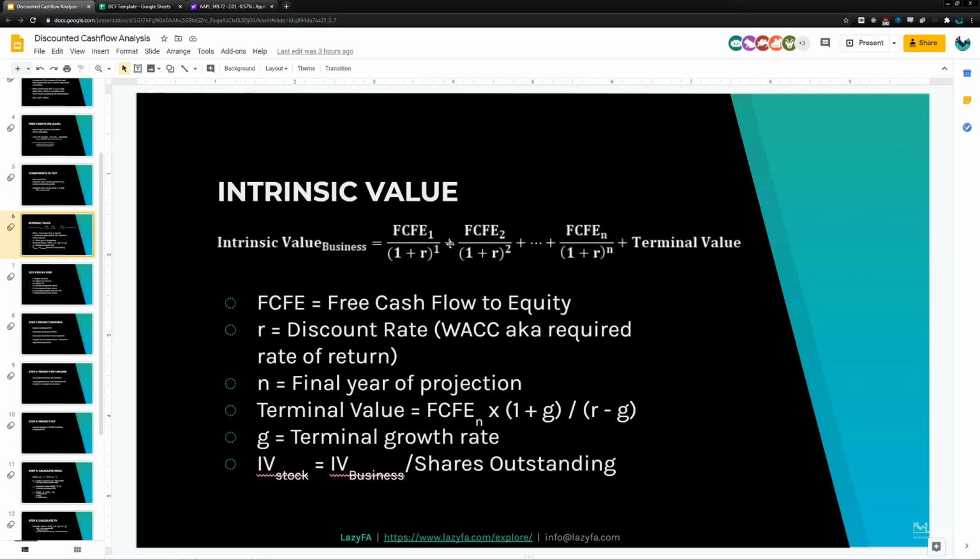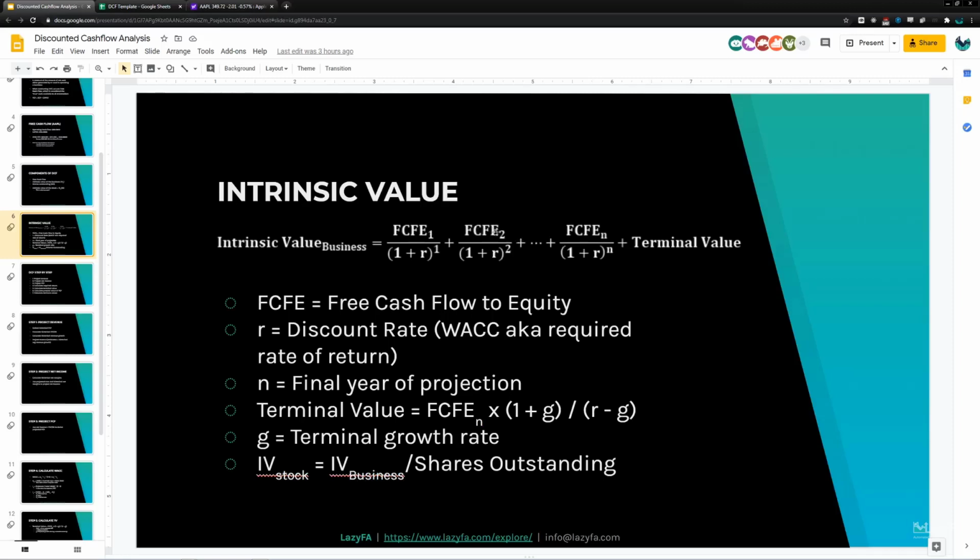So this FCFE is free cash flow to equity, and this 1 means the first year. So we're right now in 2020. So the first full year of free cash flow is going to be 2020. So that's the first year that we're projecting because we don't have the 2020 annual data yet.